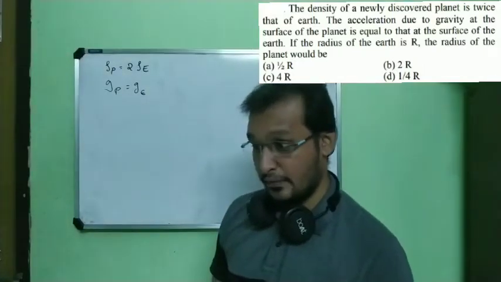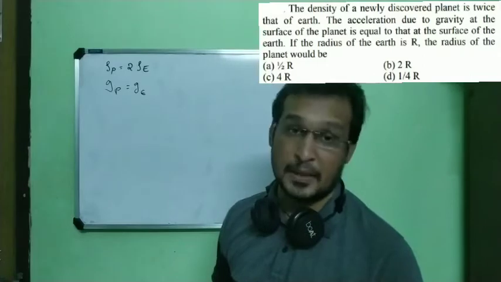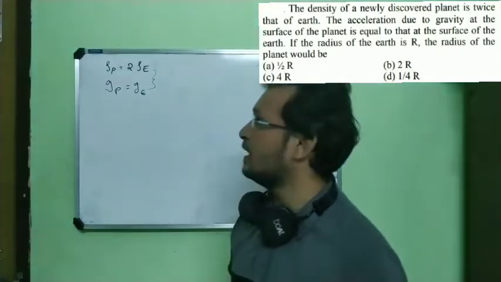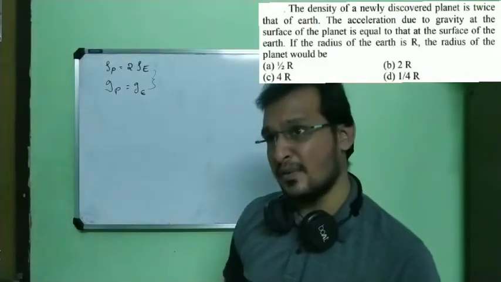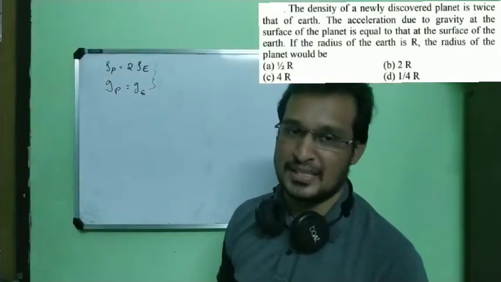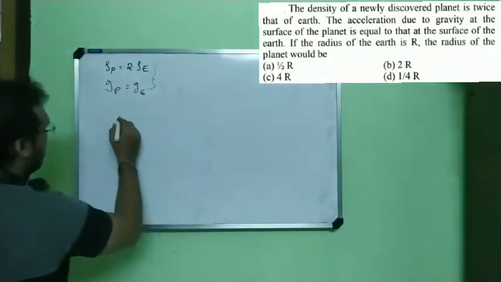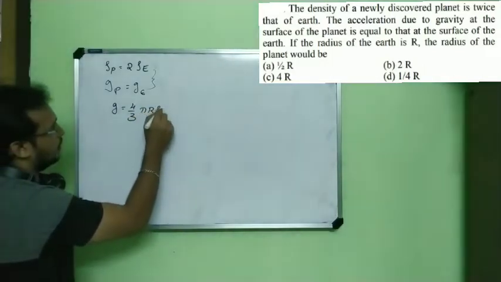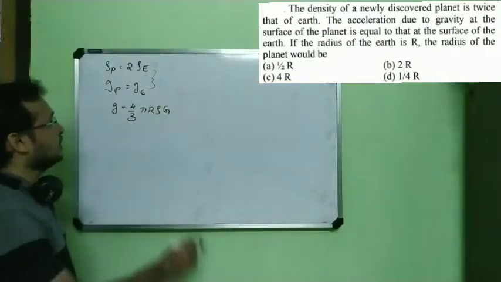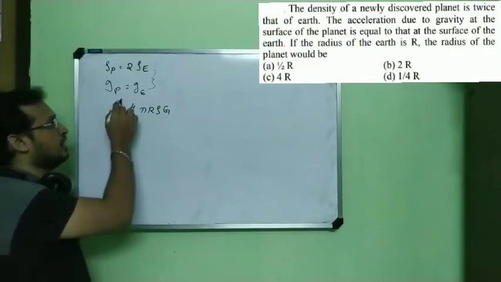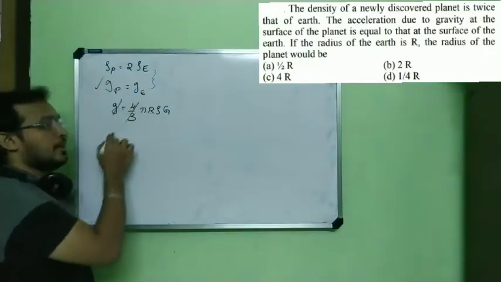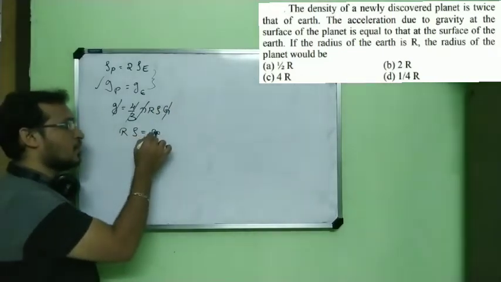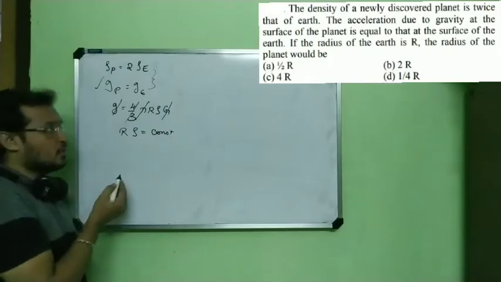Then if the radius of Earth is r, what is the radius of the planet? So I have to find the radius of the planet. We have to find the relation between gravity and density. We know g equals GM by r square when mass is given. But if density is given, then acceleration due to gravity is given by 4 by 3 pi r rho G. Here G is the same in both cases. 4 by 3 is constant, pi is constant, G is constant, which means that r into rho is constant.